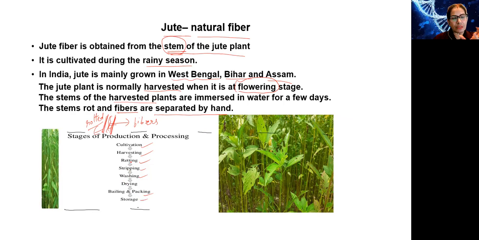Then once the stem is removed, what is done? It is soaked in water. It is immersed in water so that it rots, and the fiber which is inside the bark, inside the stem, can be removed, and that fiber is known as the jute fiber.